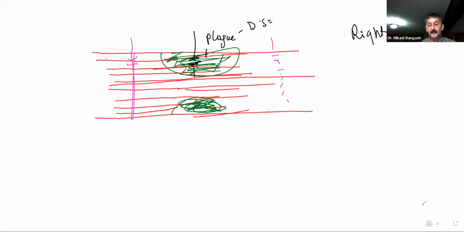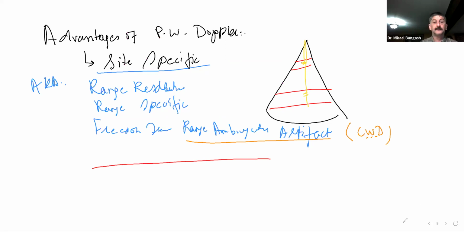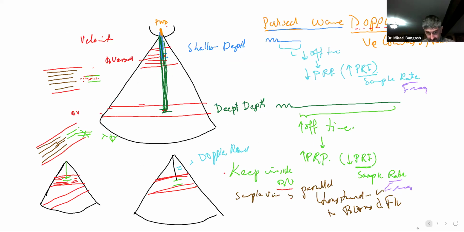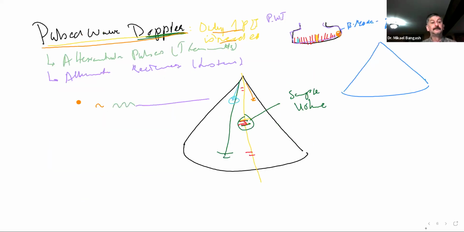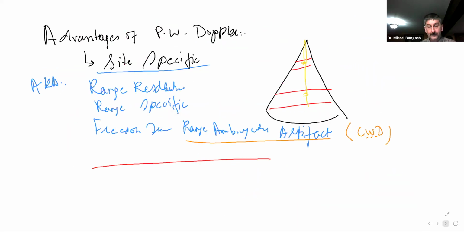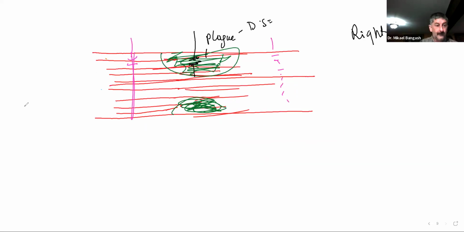My dear, what did I say? Here. Or here. Or here. Your sample window has to be in the area where there is blood flow for you to get a Doppler shift or a velocity, right? Did that make sense?